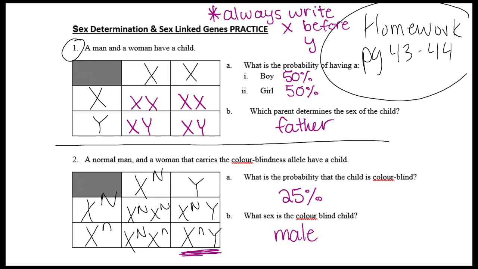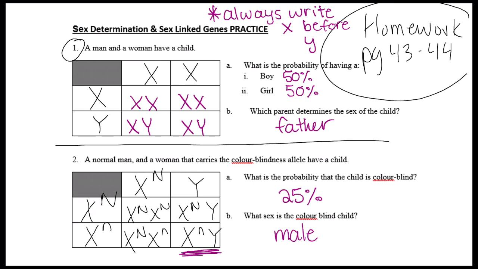With number 1, a man and a woman have a child. What is the probability of having a boy versus a girl? The mother is XX and the father is XY, shown in black. If you were to cross those, we have a 50% probability of having a girl and 50% probability of having a boy. The top row is a girl and the bottom row is a boy. Which parent determines the sex of the child? That is the father, because he is the only one who can donate the Y chromosome.